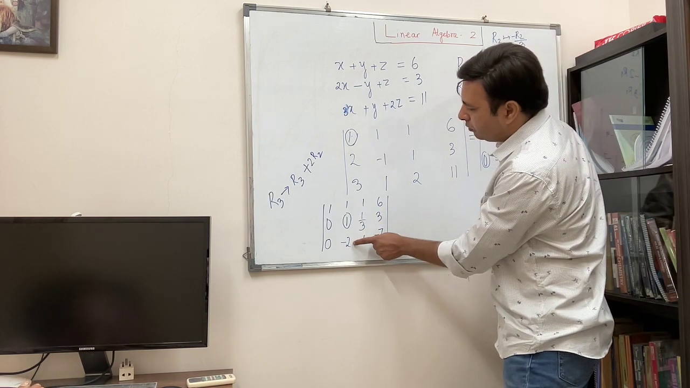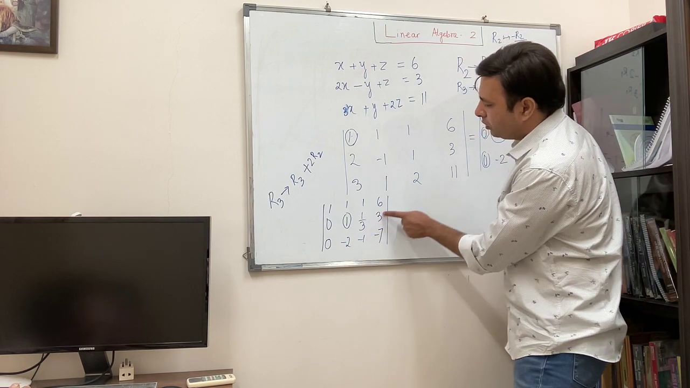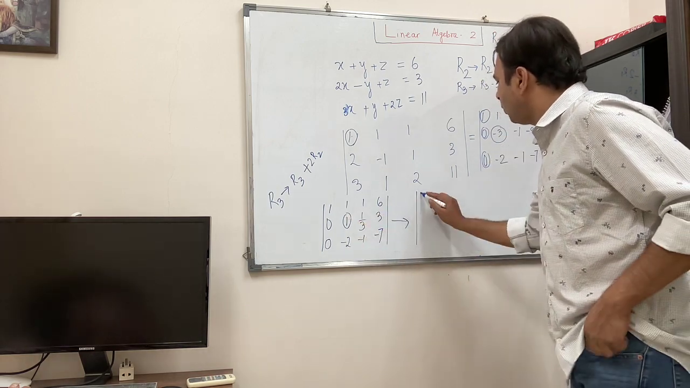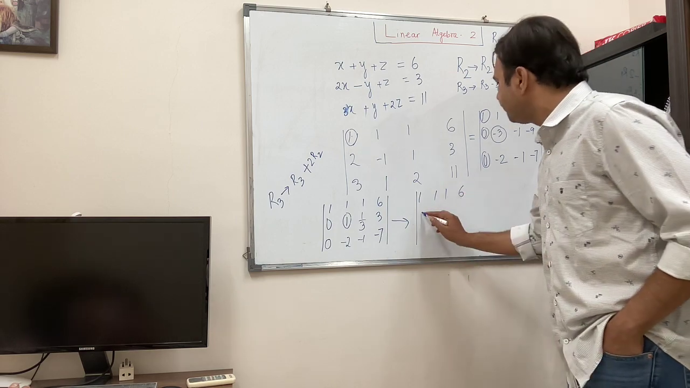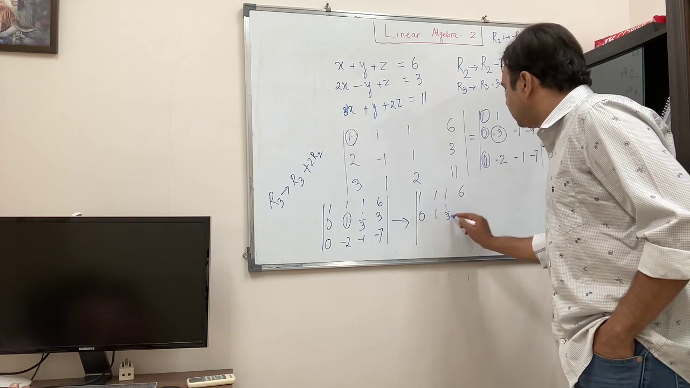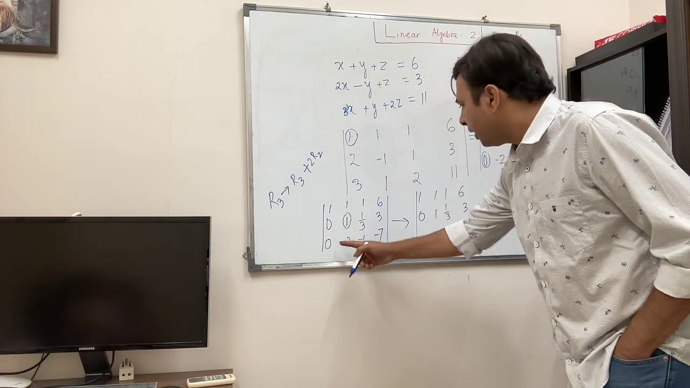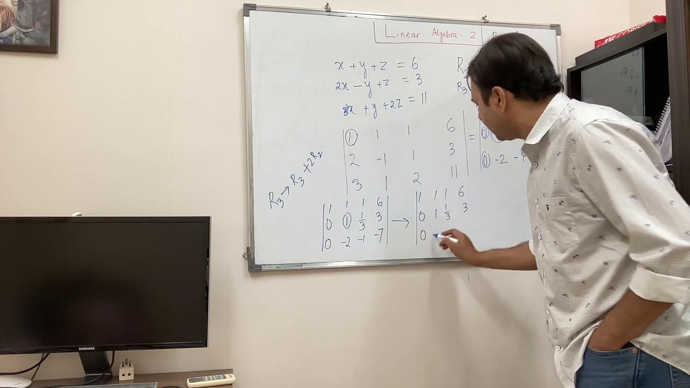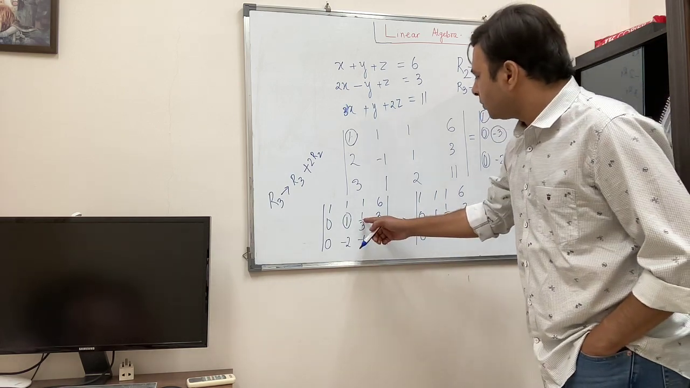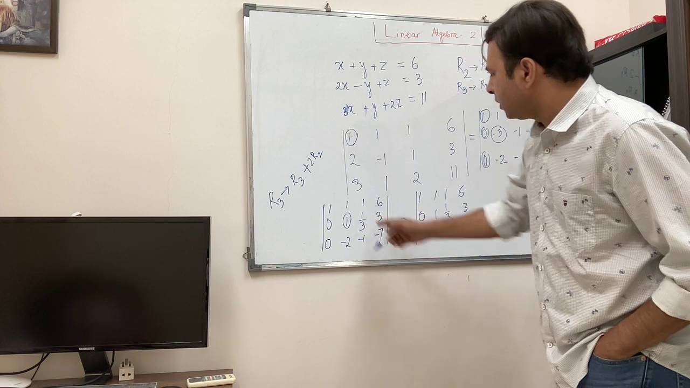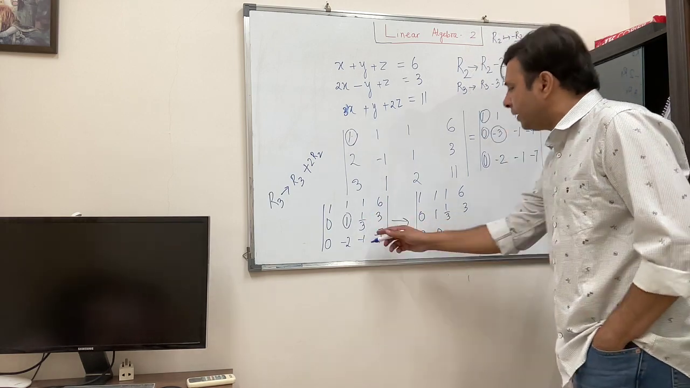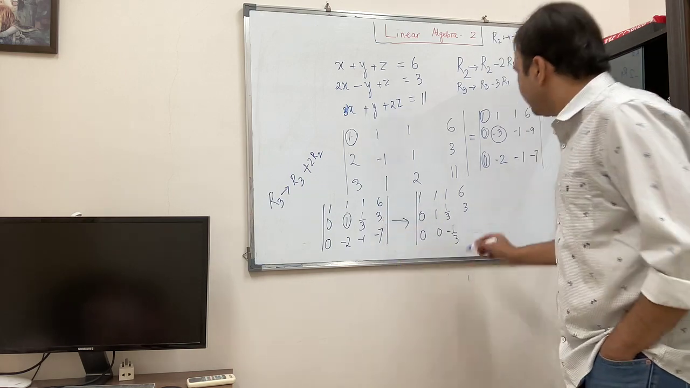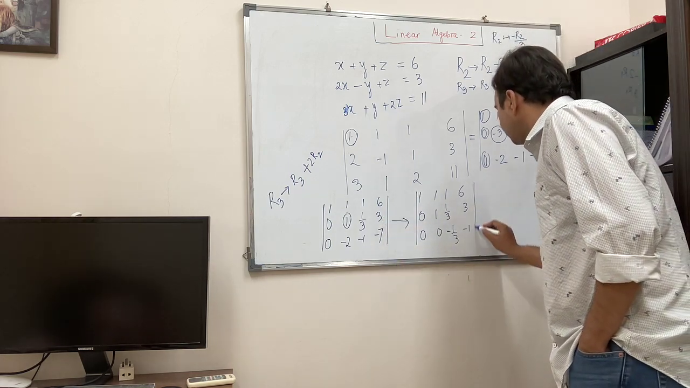2 times of this will get added to this, 2 times of this will get added to this, and like that. So 1 1 1 6 stays like that, 0 1 1 by 3 stays like that, and now this 0 stays like this, because if I multiply by 2 and add this, it becomes 0, and then if you multiply it by 2 times, it is 2 by 3, 2 by 3 when added to minus 1, it becomes minus 1 by 3, 2 times of this when added to minus 7 becomes minus 1.